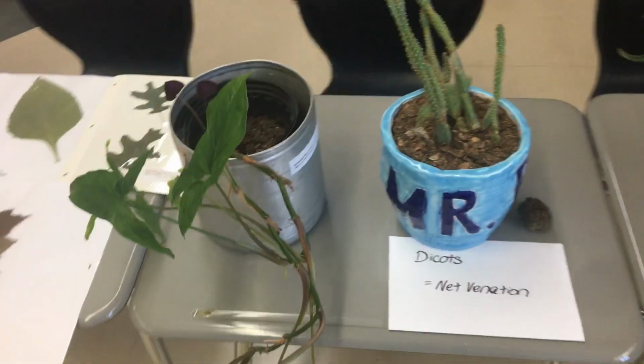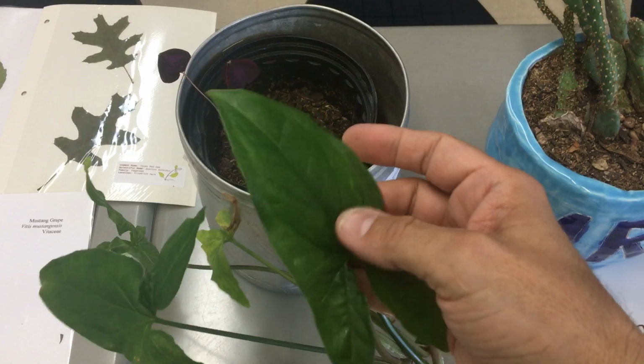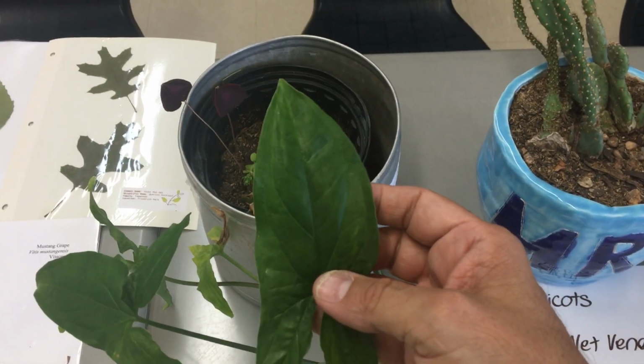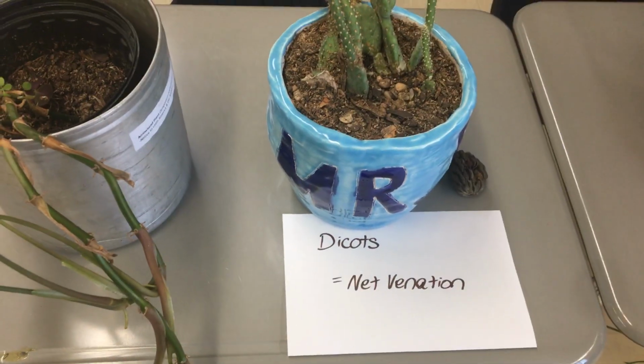Now we get to the dicots. They have something called net venation. So if you look here, instead of having those veins side by side running parallel to each other, this looks more like crow's feet or something. Okay, so that's why it's called net venation.